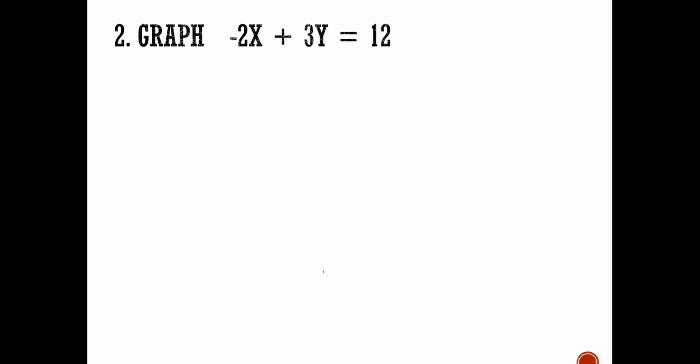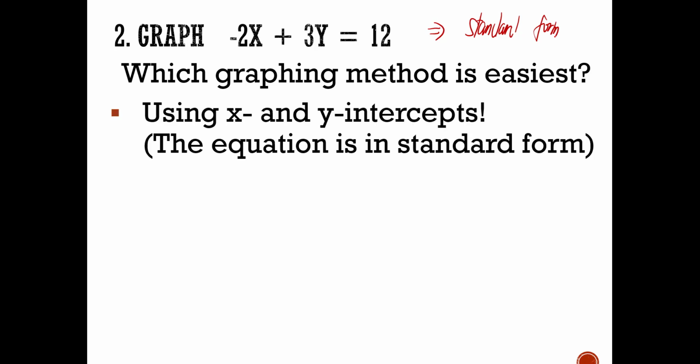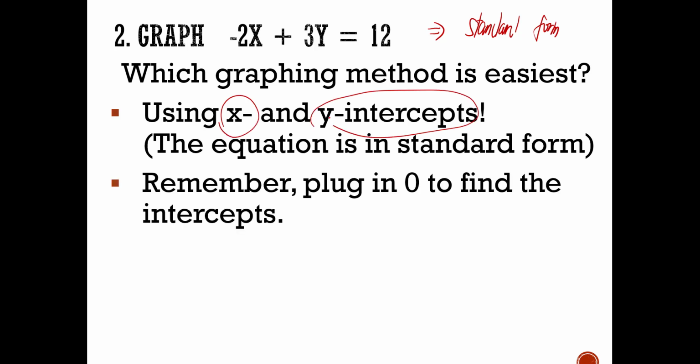Now, this equation is in the form -2x plus 3y equals 12. We call this standard form. So when the equation appears in standard form, using the x- and y-intercepts will be the easiest. I'm going to show you detailed steps.